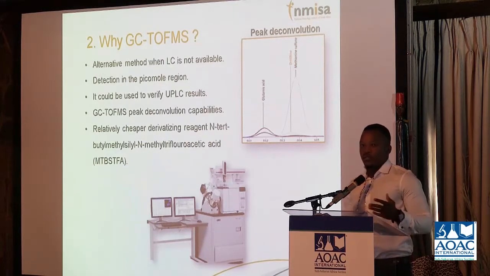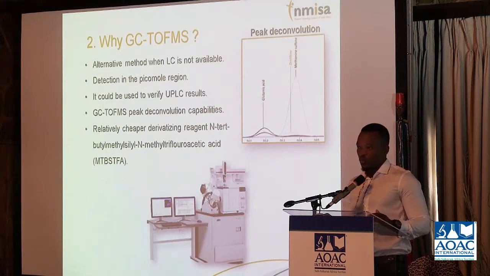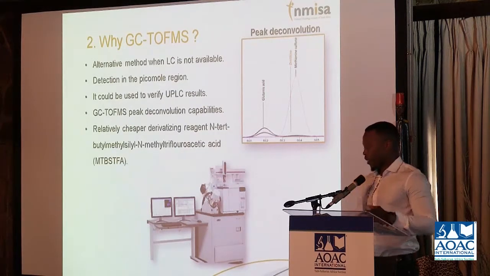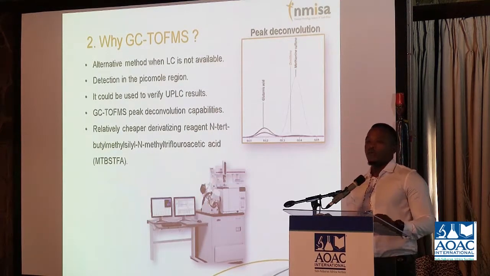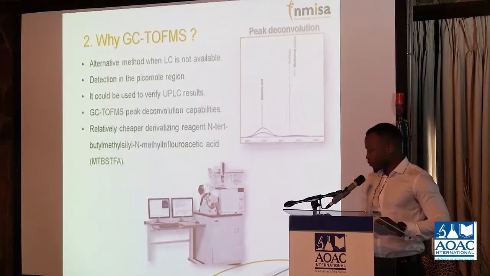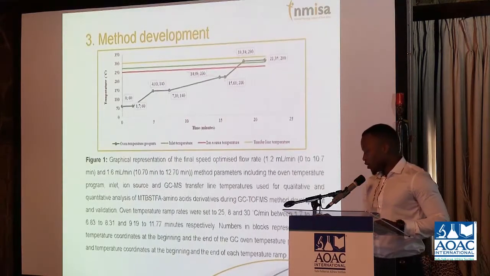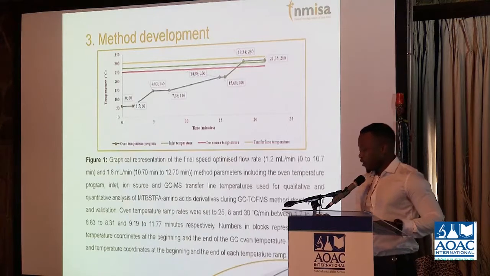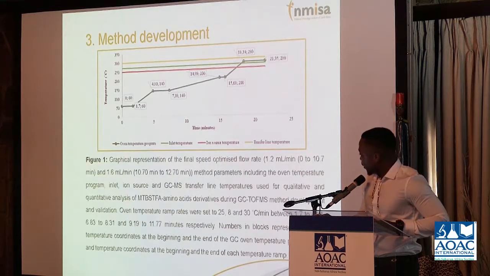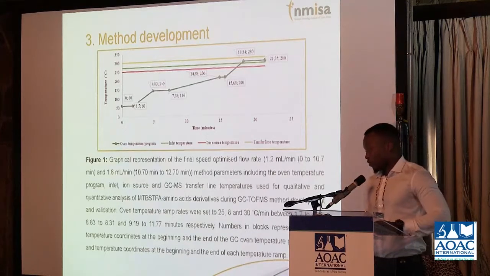This instrument, or the software, also has peak deconvolution capabilities. So you could quantify two analytes that are co-eluting if they are resolved by peak deconvolution. And with this method, you can use a relatively cheaper derivatizing agent, which is MTBSTFA, which is easily available. You can get it cheaper, especially here in South Africa. With our method, we developed a speed-optimized flow rate method for this analysis. As you can see from my figure, those are the parameters we based our method on, but I won't dwell on them because of time.